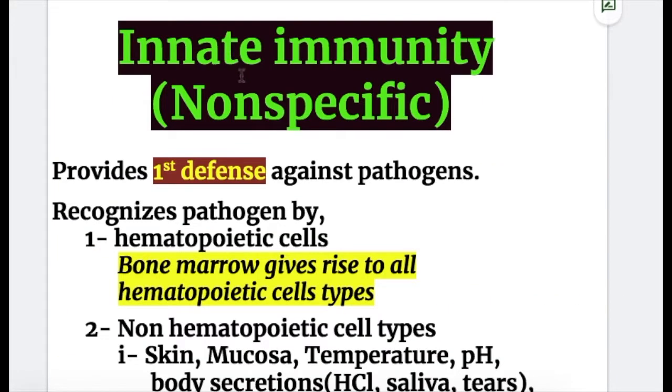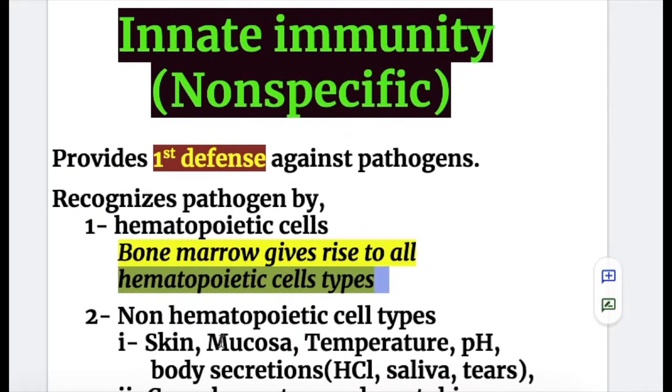Now, innate immunity, which is non-specific. Innate immunity provides first defense against pathogens. It recognizes pathogens by number 1, hematopoietic cells or blood cells, and bone marrow gives rise to all hematopoietic cell types.